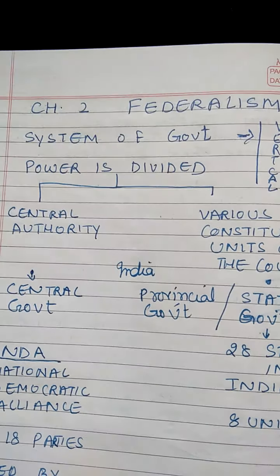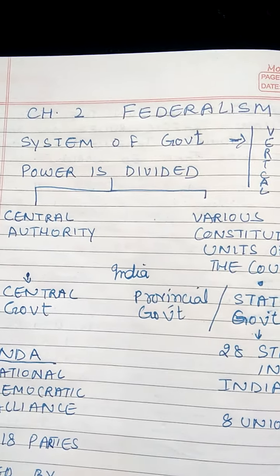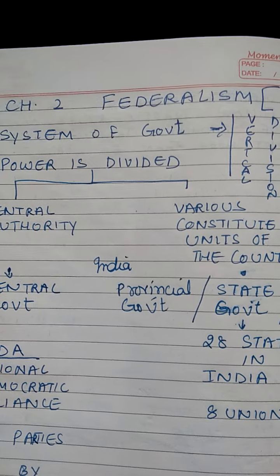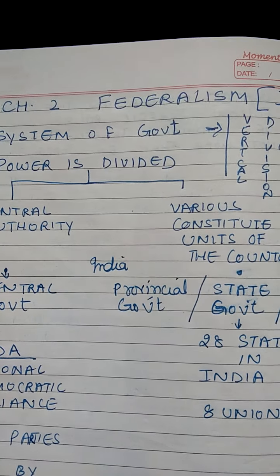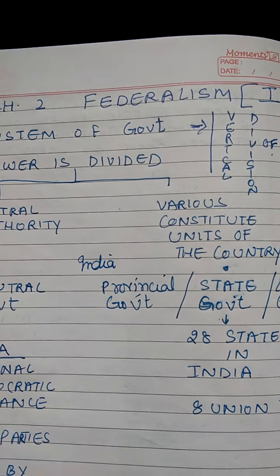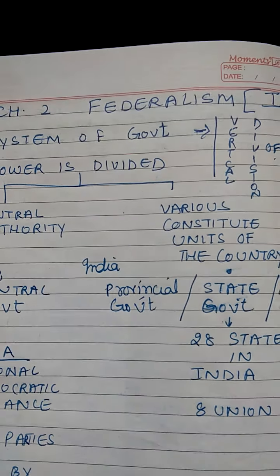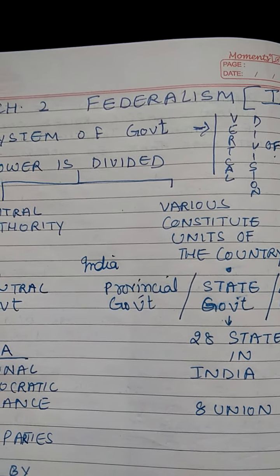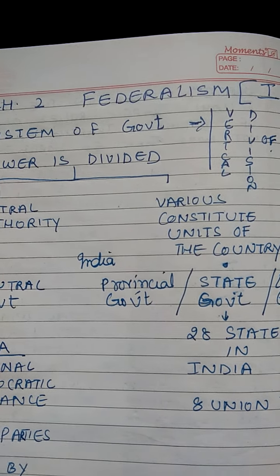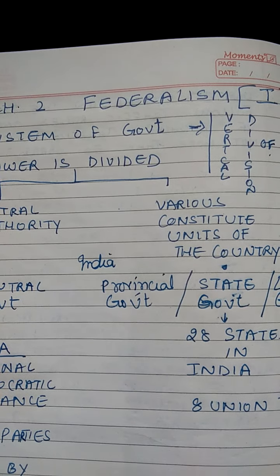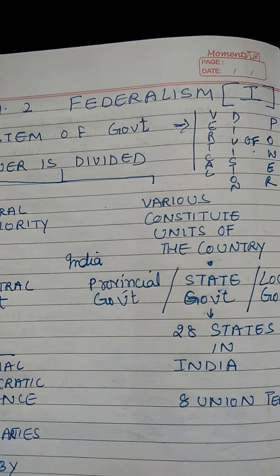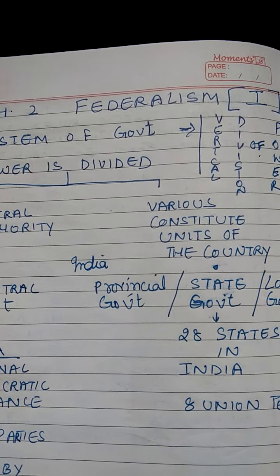Before I start discussing federalism, I would like you to remember what we did in our first chapter, power sharing. When we were discussing power sharing, we discussed horizontal power sharing. The power is shared between the various organs of the government, that is, executive, legislature, judiciary. Power is shared with the weaker sections of the society. Power is shared between political parties, directly, indirectly, and the pressure groups. And we also discussed that there is vertical power sharing. Vertical power sharing means power is shared between the different levels or different tiers of the government.